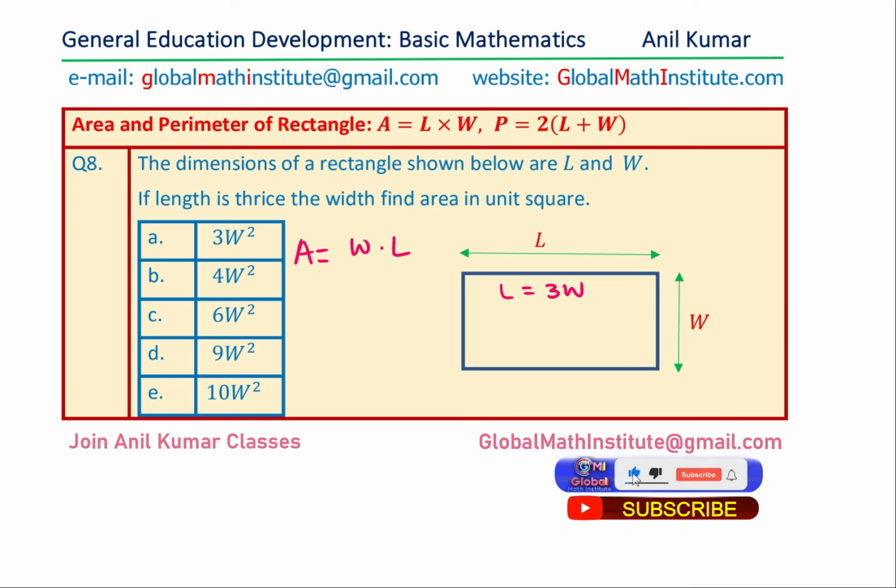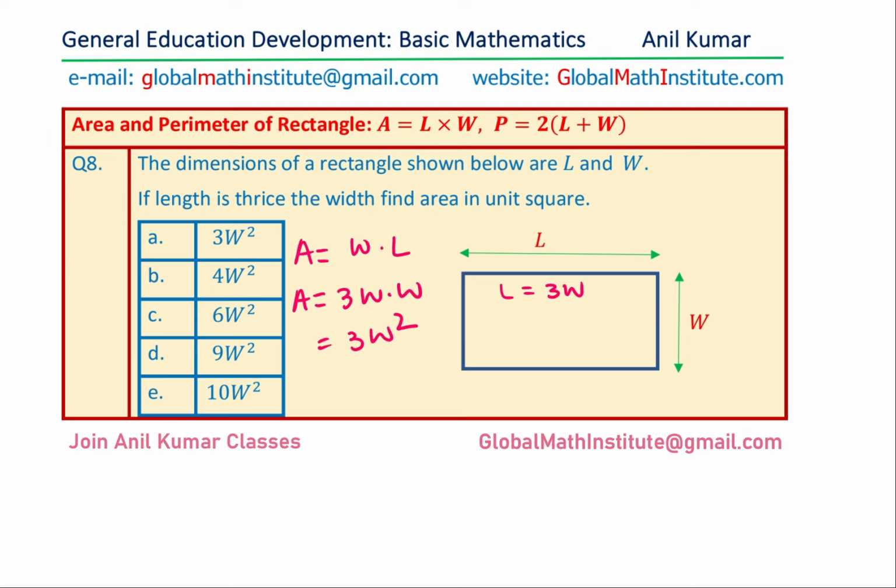I wrote W first anyway. So area will be 3W times W, or 3W square. You get the idea, right? So let me write length and width just to be absolutely clear. Better to write L first, longer side first. Okay, so 3W square is the answer, which is option A for us.